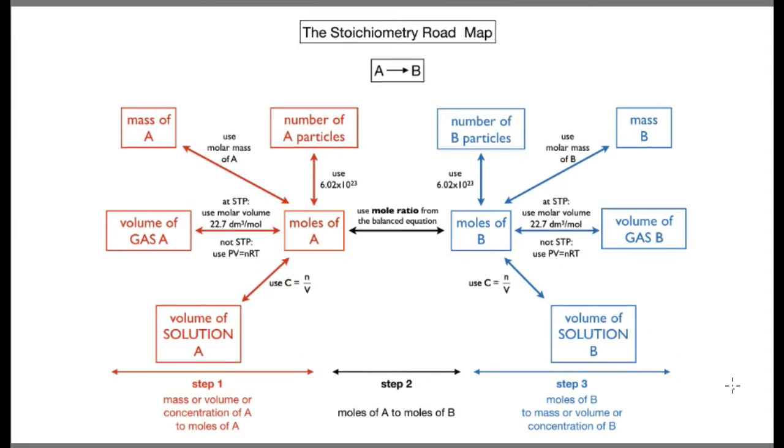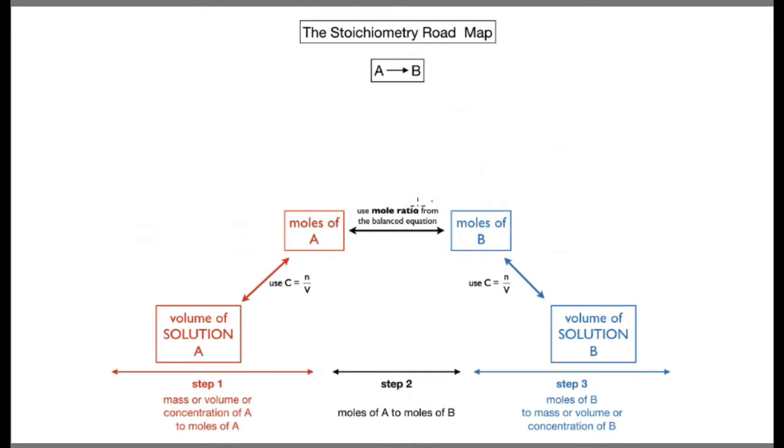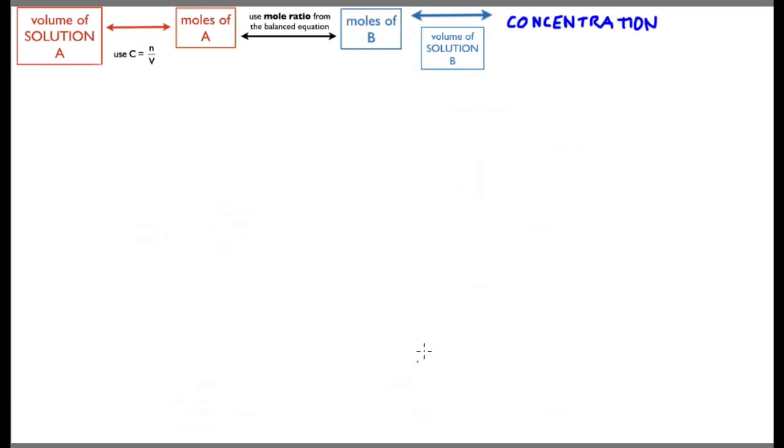So let's look at the Stoich roadmap. What we're using here, we're going from volume of one solution to the moles of that solution using concentration. We're going to use molar ratio to find out the other reactant, and then we are going to use the volume of solution to find the concentration.